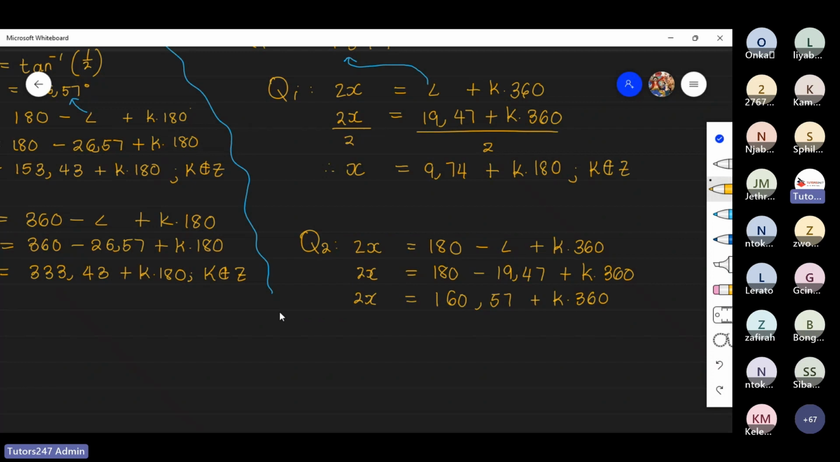Now, because we've simplified the right-hand side as far as possible, we can now divide both sides by 2. So we're going to say divide this whole side by 2, therefore giving us x equals, so 160 divided by 2, just give me a second to put that on my calculator. So divide that by 2, and we have 80.27. Plus, don't forget to divide k times 360 by 2, giving you k times 180. And because this is the final answer for this particular quadrant, don't forget to put k an element of integers.